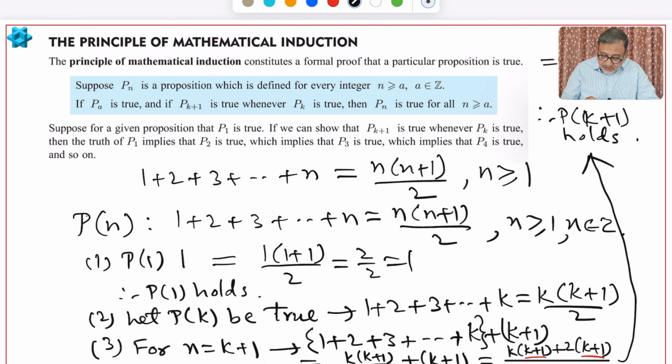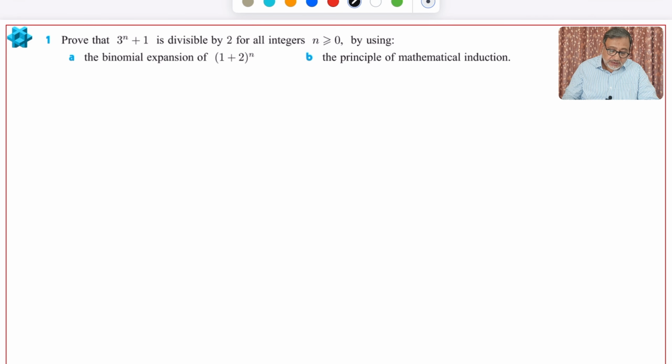Okay, let us start the exercise. That was just an example. Now this question says, this is from the textbook, prove that 3 raised to n plus 1 is divisible by 2 for all integers n greater than or equal to 0 by using the binomial expansion of 1 plus 2 to the power n, the principle of mathematical induction, right?